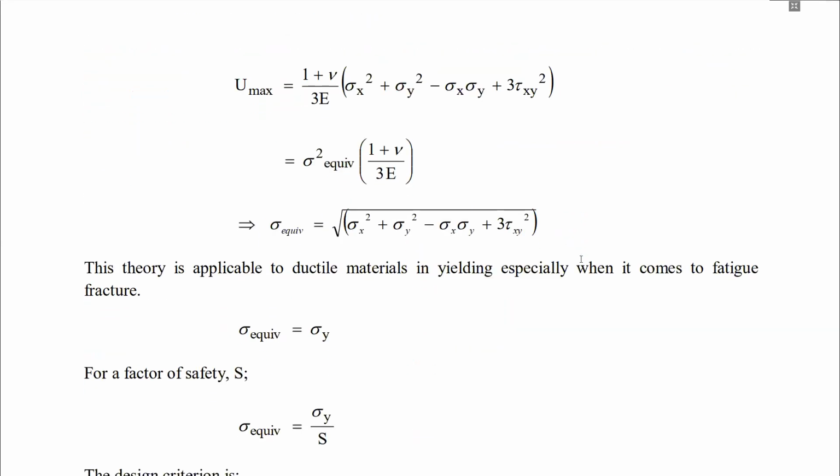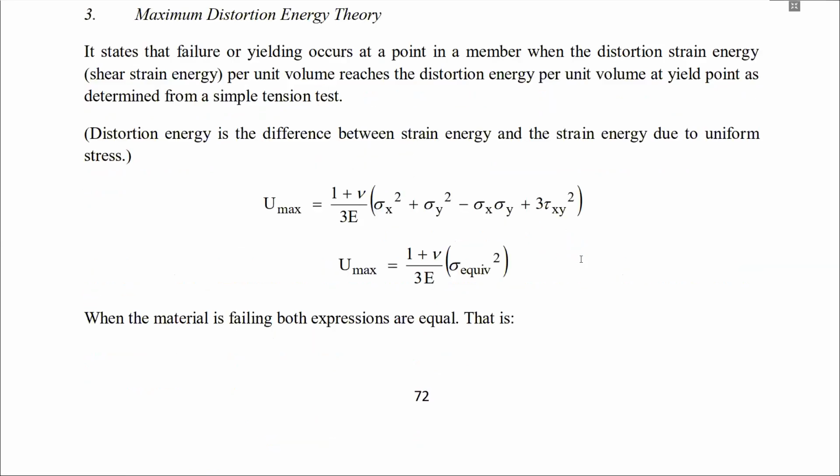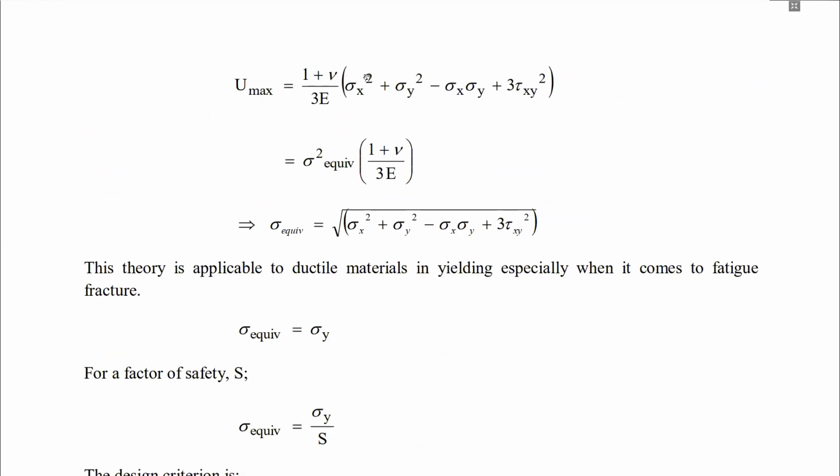When the material is failing, both expressions are equal. That is, we have this one here equal to that, okay? So in that case, we can say that the equivalent stress is equal to this expression here. This theory is applicable to ductile material in yielding, especially when it comes to fatigue fracture. So when we have fatigue fracture or fatigue failure occurring, we could use the distortion energy theory.